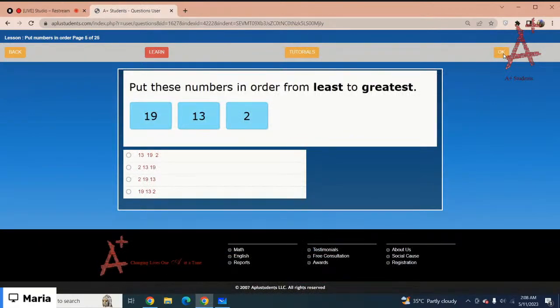Okay, put these numbers in order from least to greatest. So which is the correct option? 2, 19, 13, 2. Which is the correct option? It would be 2, 13, and 19. Very good. That would be option number 2, the correct option.